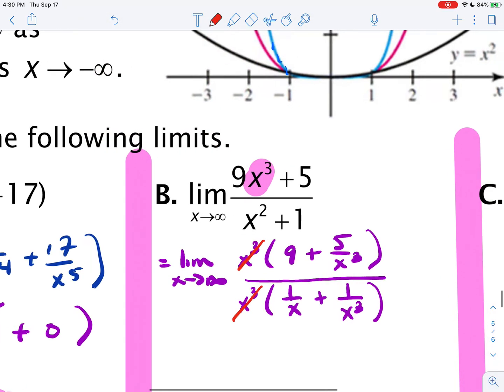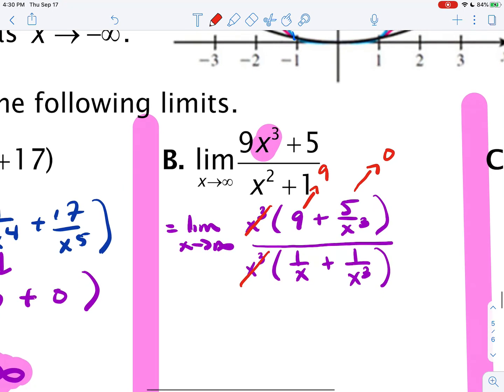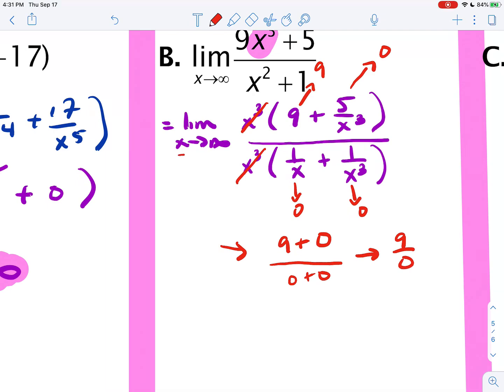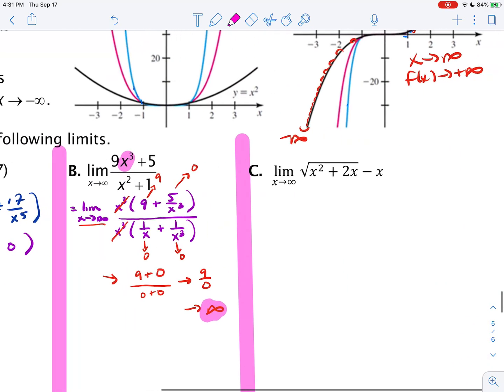I want to cancel equal magnitudes of infinity, and I'm going to use my limit laws. The limit of a constant is the constant, so the 9 stays. This 5 over x cubed is going to 5 over infinity, and 5 over infinity is going to 0. 1 divided by infinity is going to 0. 1 over infinity cubed is going to 1 over infinity, which is also 0. So this is going to 9 plus 0 over 0 plus 0. That's going to 9 over 0, and it's from the left, right? Because we're taking x going to infinity from the left. So we know this is going to infinity because that is a positive over a positive.